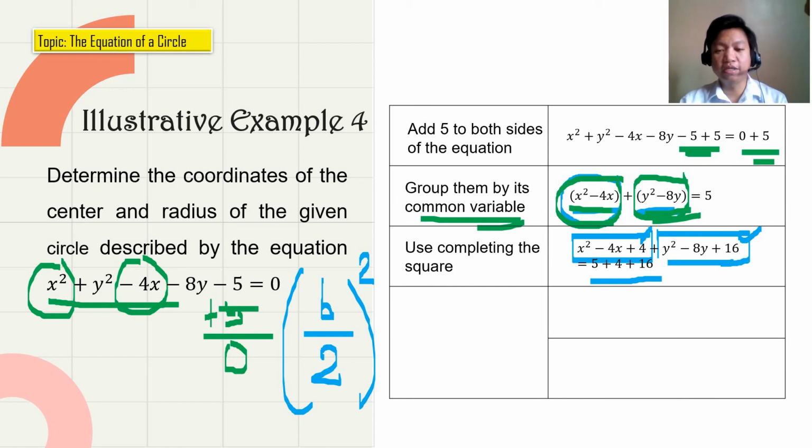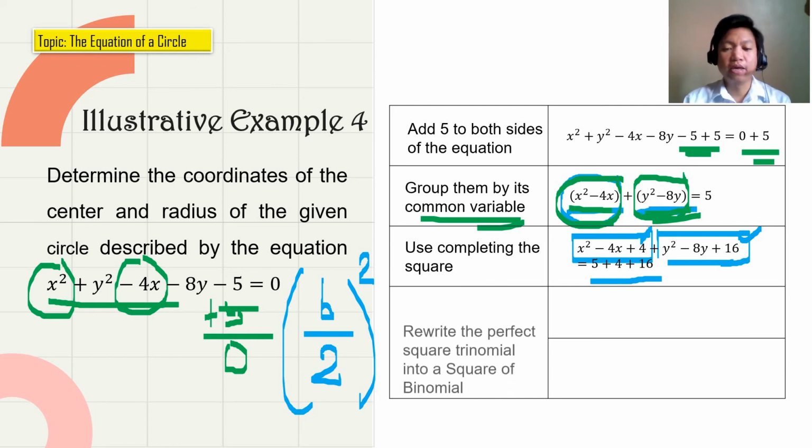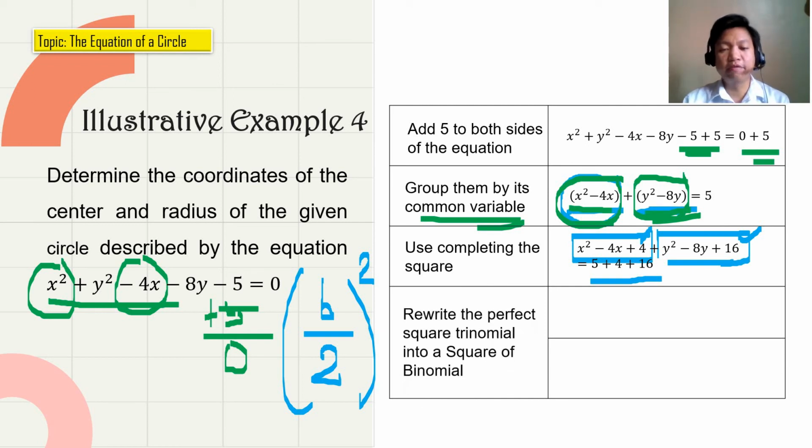Okay? So sana naintindihan niyo yan, yung completing the square method. So pwede niyo balikan yung mga lectures niyo about completing the square method, para mas maintindihan, no? But still, ganun lang din naman yung process. You go on the numerical coefficient of x, kunin mo yung kalahati tas square mo. Yun yung magiging constant mo o yung pang third term mo sa trinomial. Kasi kailangan maging trinomial itong mga to. And then, rewrite the perfect square trinomial into a square of binomial.